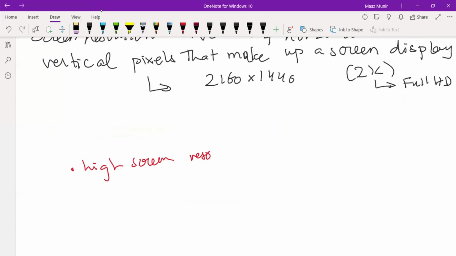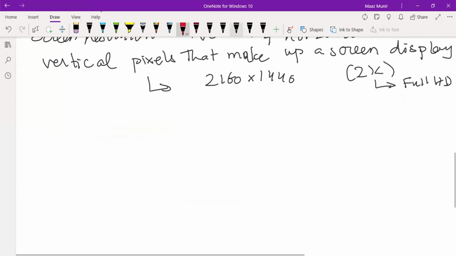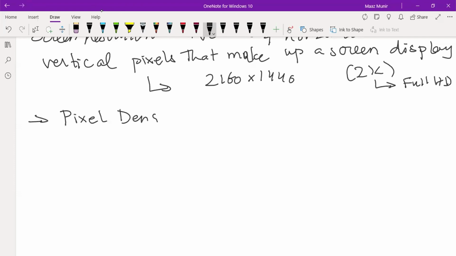Under this chapter, we have a small formula which has not been tested, to be honest, but it's there in the book, and I want you all to know this. I don't know if it's important or not, but let's cover it. Pixel density. Pixel density basically refers to the number of pixels per square inch.